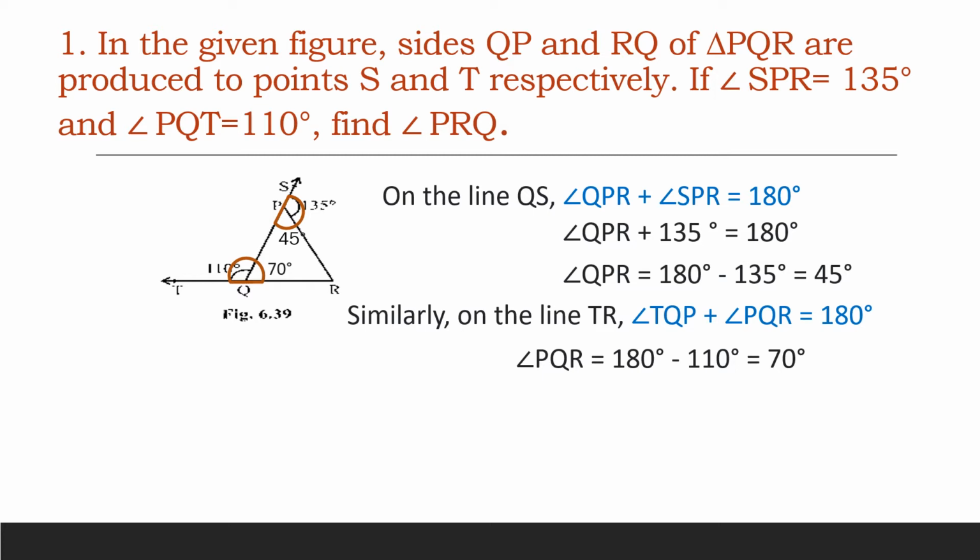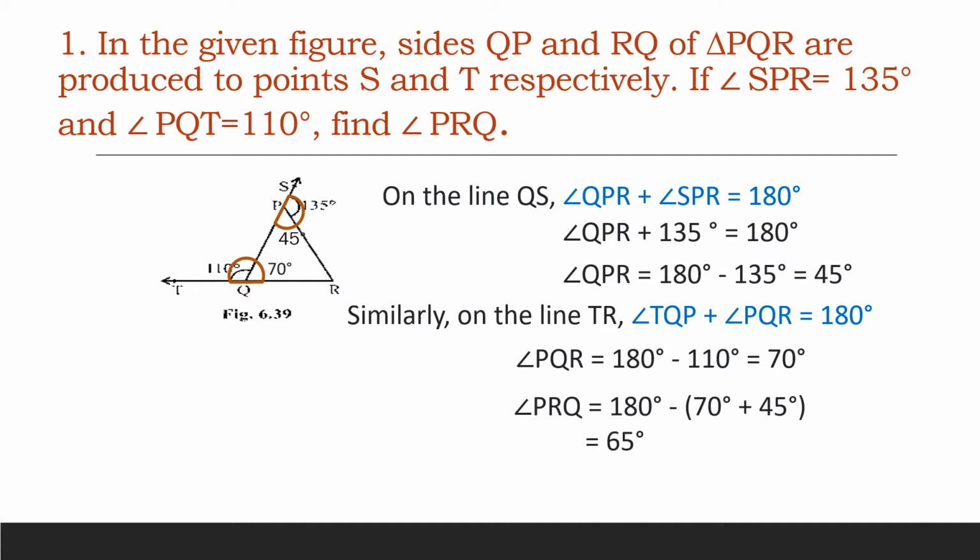So we know two angles of this triangle PQR. So to find the other angle, we use the angle sum property, that is, the sum of all the angles of a triangle is equal to 180 degrees. So we add 70 and 45, then subtract from 180 degrees.